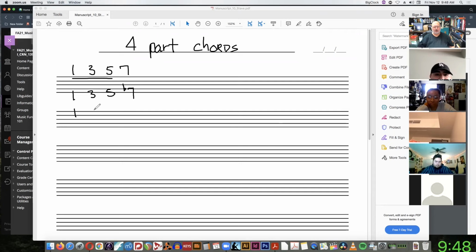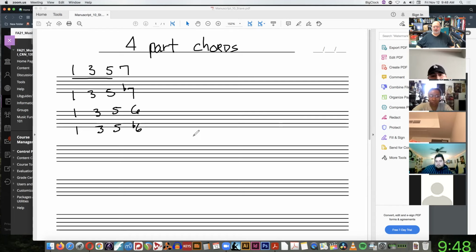Or you can go 1, 3, 5, 6, right? Or a weirder, more modern-sounding chord is a 1, 3, 5, flat 6, huh? That's a 20th century chord. So that's what you can do to the 7, isn't it?